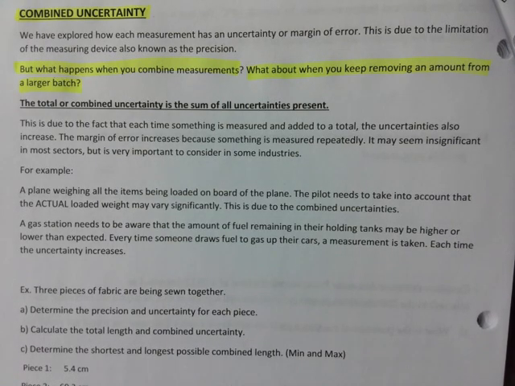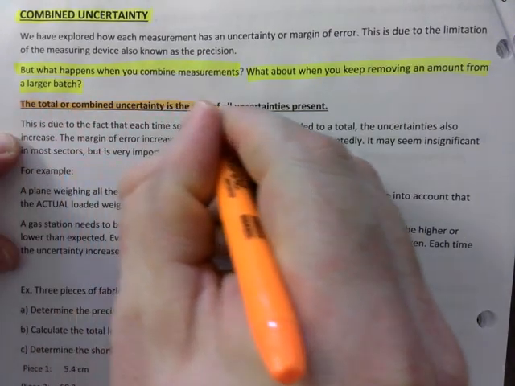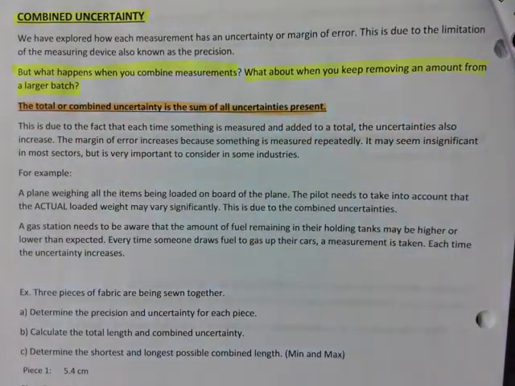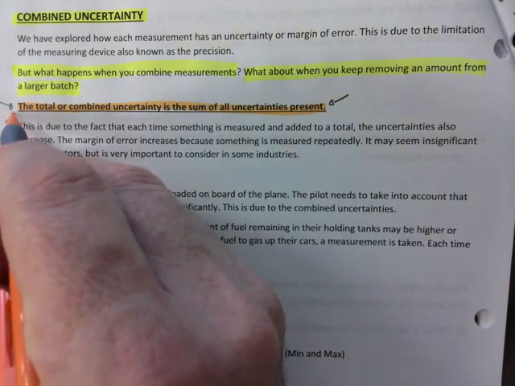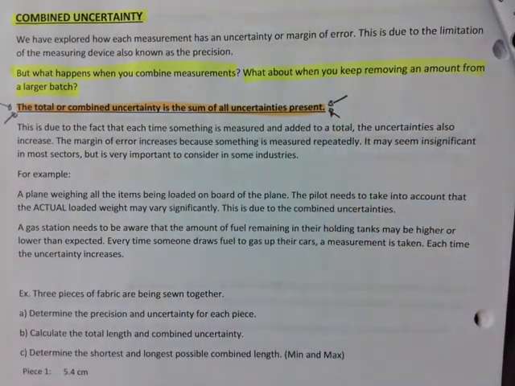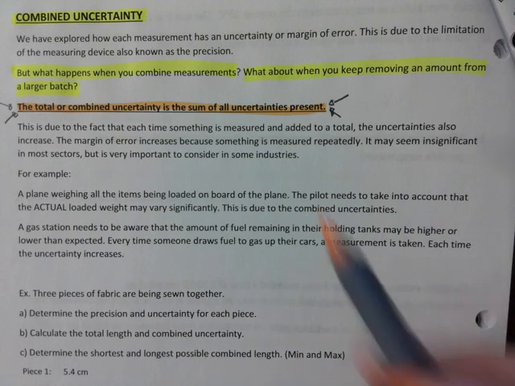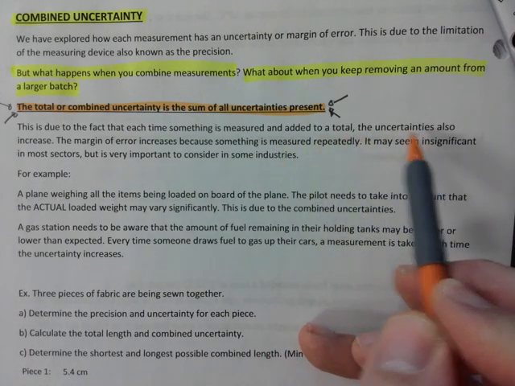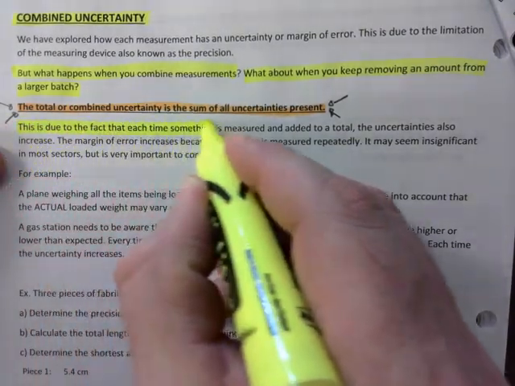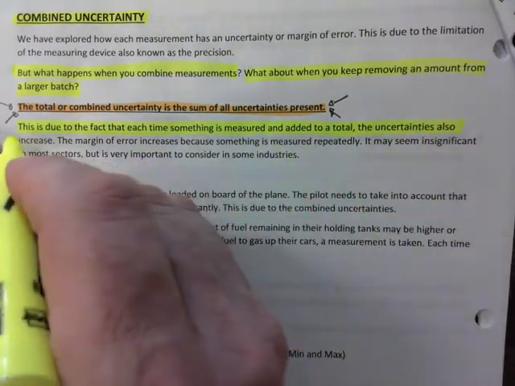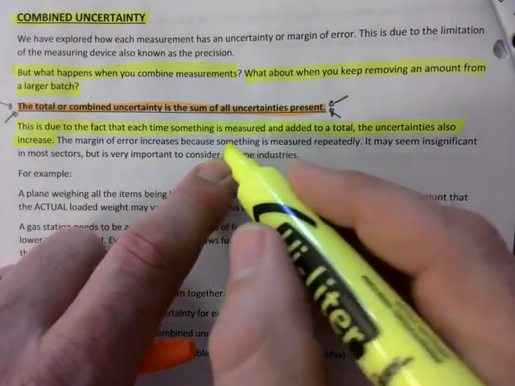The total or combined uncertainty is the sum of all uncertainties present. That's a different color in my books, right? If you want to make it stand out and you don't have highlighters, then today you just add a bunch of arrows there. This is due to the fact that each time something is measured and added to the total, the uncertainties also increase, okay? Each time something is measured and added to the total, the uncertainties increase. The margin of error increases because something is measured repeatedly, okay?